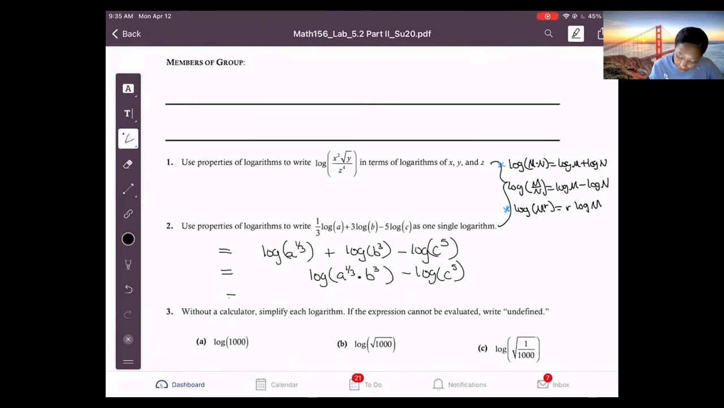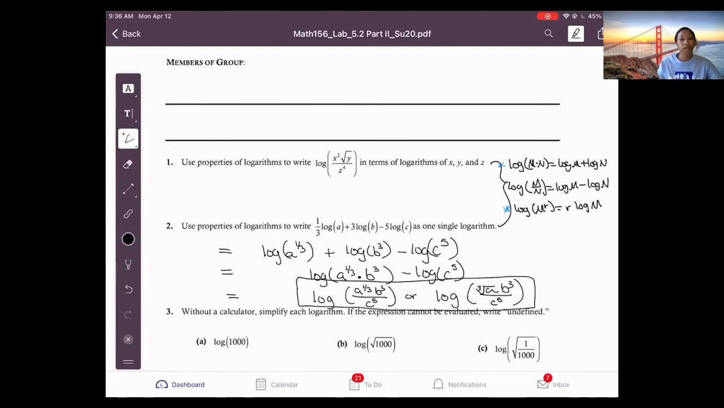And then the last step here, to take care of the two logs that are being subtracted, we can condense this into one log and divide the terms that are in parentheses. So this would be log of, we still have A to the 1/3 power times B cubed, but now it's going to be divided by C to the fifth. If you wanted to, you could write that A to the 1/3 as the cube root. So you can write this as log of the cube root of A times B cubed over C to the fifth. Either one is fine. But we took something that was written as the sum and difference of 3 different logs, and we were able to condense it to just 1 log.